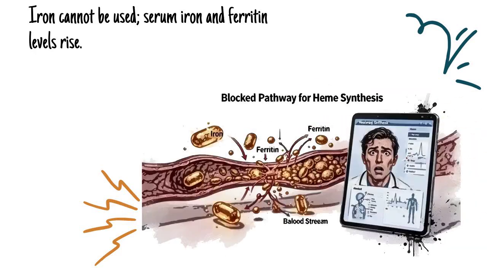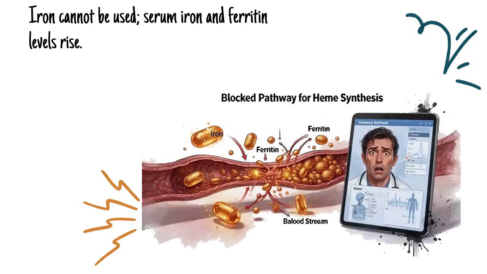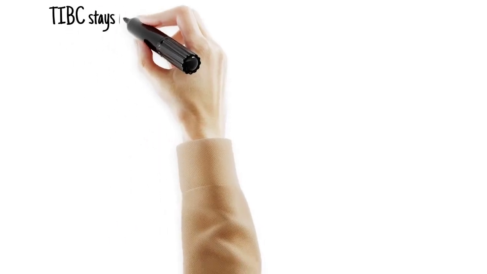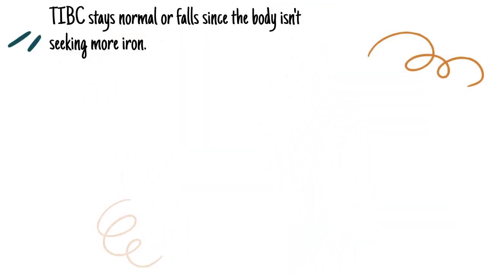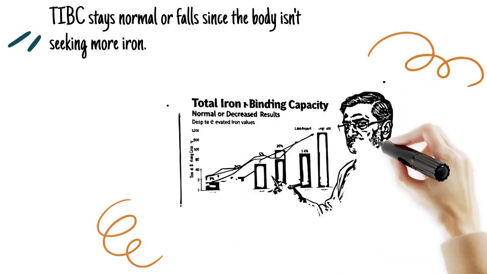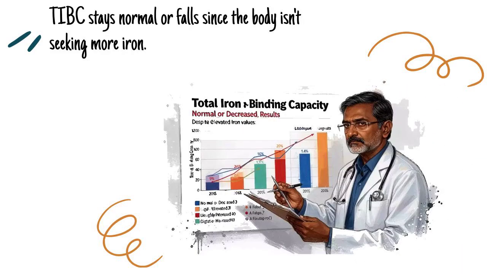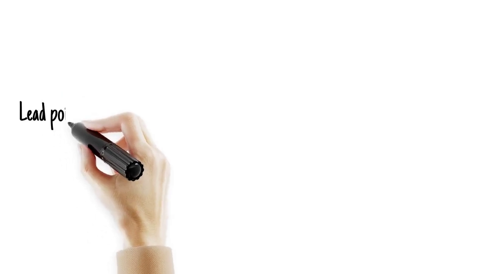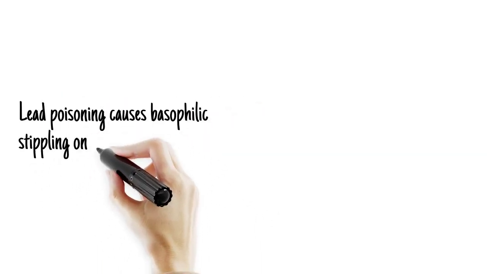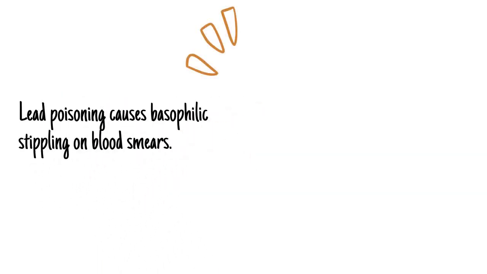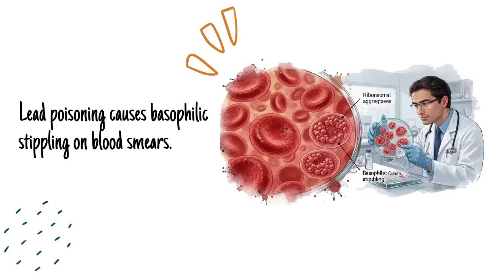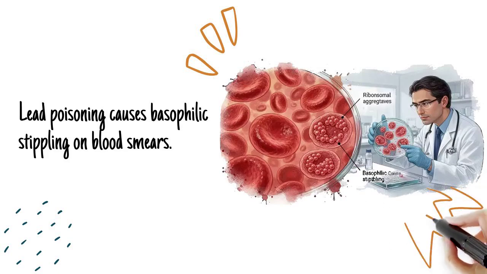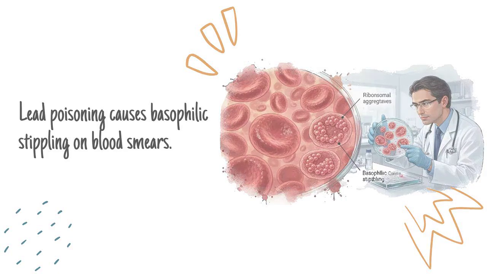Serum iron rises, ferritin rises. But the body is not trying to acquire more iron. It has plenty, it just cannot use it, so TIBC stays normal or actually falls. And because heme synthesis is disrupted, lead poisoning also produces a characteristic blood smear finding called basophilic stippling, where aggregates of ribosomal material appear as granular dots inside red cells.